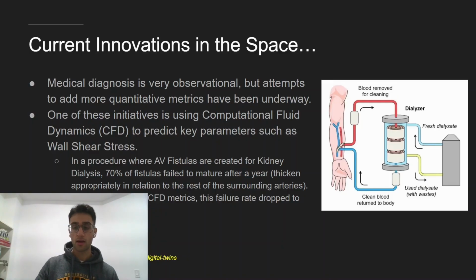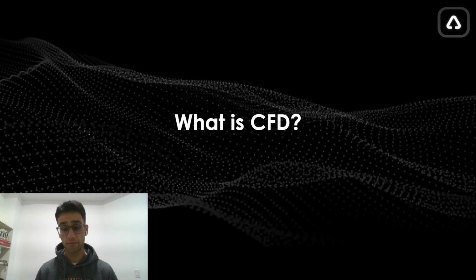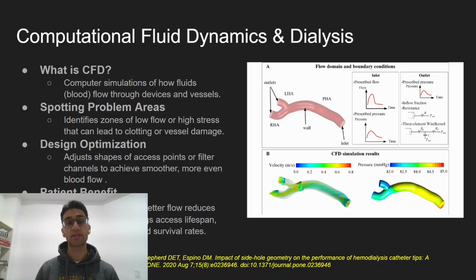That's great. But what actually is CFD? Computational fluid dynamics is a study of how computer simulations can model how fluids, like blood, flow through devices and vessels. It's used all the time in housing and construction to model the flow of air through a building, or in aerospace to model the flow of air through a plane, but it's rarely used in the medicine field.